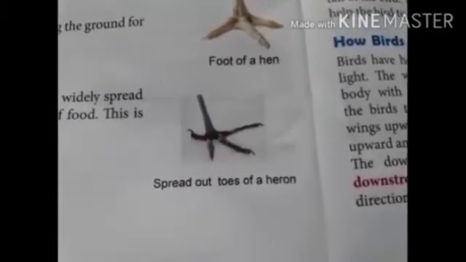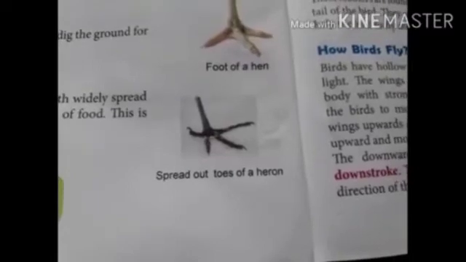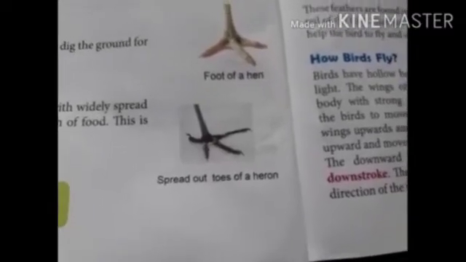Now wading birds like herons and cranes have long legs with widely spread out toes. They walk in shallow water in search of food. This is called wading. Now see the spread out toes of a heron, and with these toes they can walk in shallow water and they search the food in shallow water.